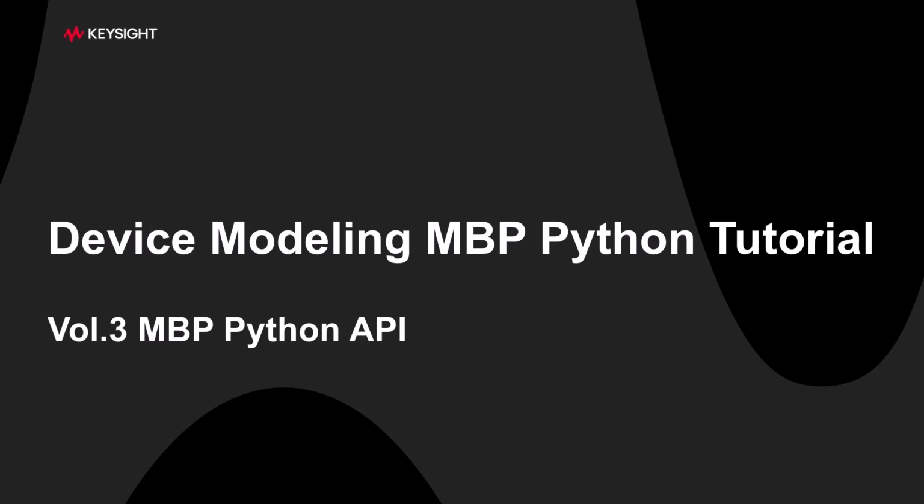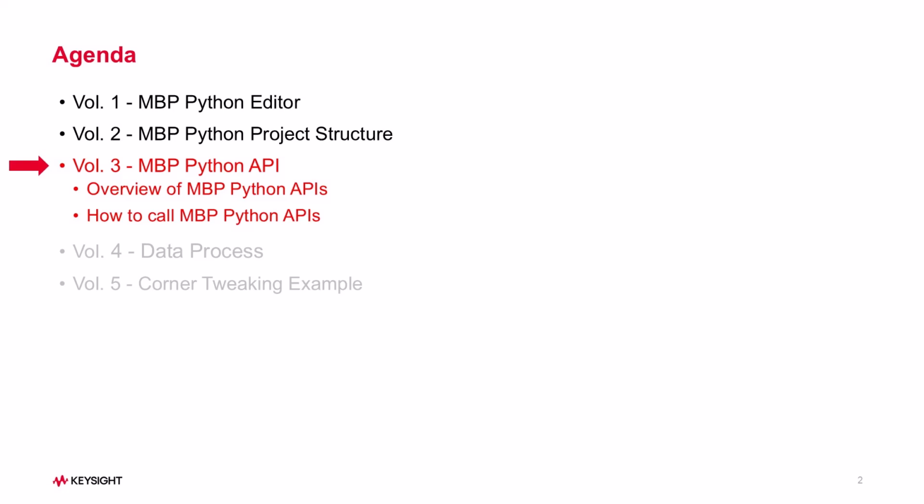Hello everyone. In this third device modeling MBP Python tutorial, we will learn the MBP Python API. In the previous tutorial, we learned about the MBP Python project structure, the task group, and how to call an independent Python file within the task group. In this session, we will introduce the MBP Python APIs and how to use them for specific modeling purposes, such as loading data and generating plots.